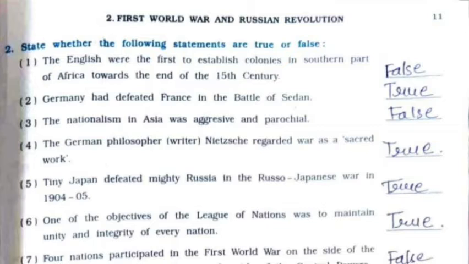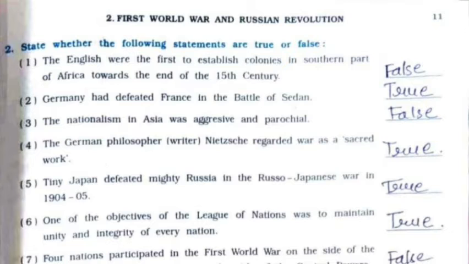First one, the English were the first to establish colonies in southern part of Africa towards the end of the 15th century. It is false. Second, Germany had defeated France in the Battle of Sedan. It is true. Third, the nationalism in Asia was aggressive and parochial. It is false. Fourth, the German philosopher or writer Nietzsche regarded war as a sacred work.